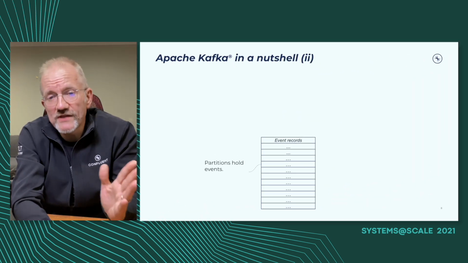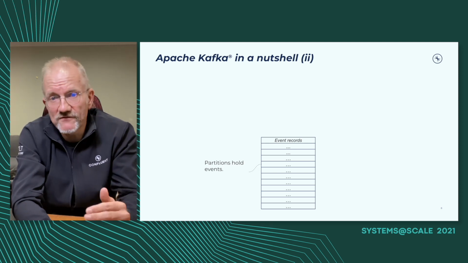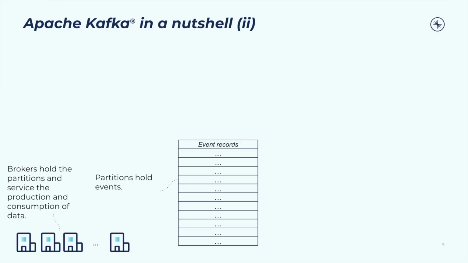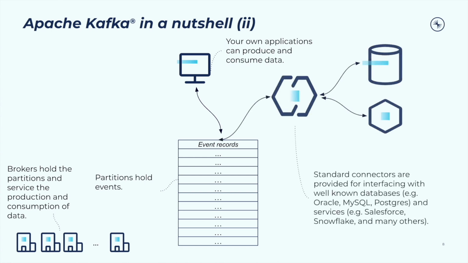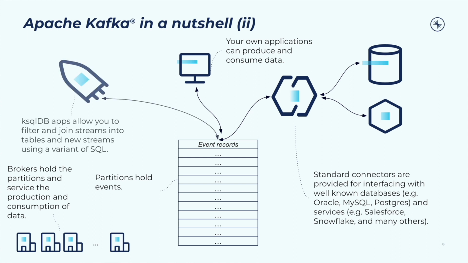So in the picture, here's your data. At the center are event records. They're split into partitions. That data lives on a set of brokers, which are processes on computers that are responsible for managing that data: maintaining, storing, reading, and writing it. You write applications that produce and consume that data, or you can use one of our standard connectors to connect to existing and well-known applications and databases. And at the end, if you want to, you can write your own applications in SQL or a SQL-like language using KSQLDB to join streams, create new streams, filter streams, and do other sorts of advanced data manipulation.